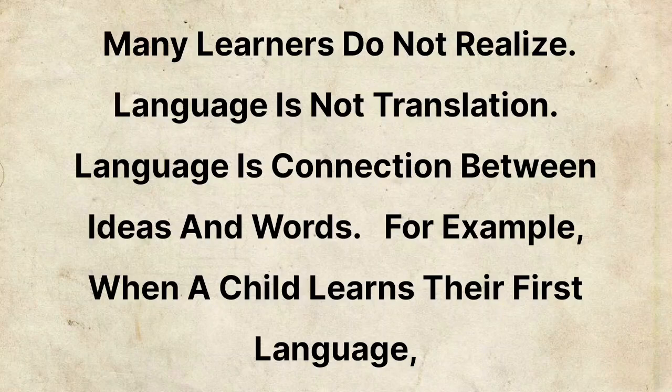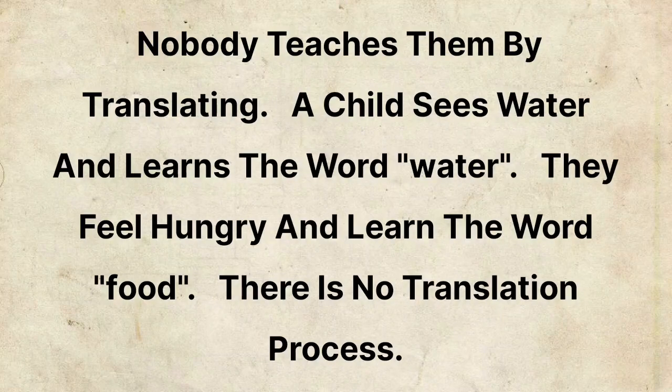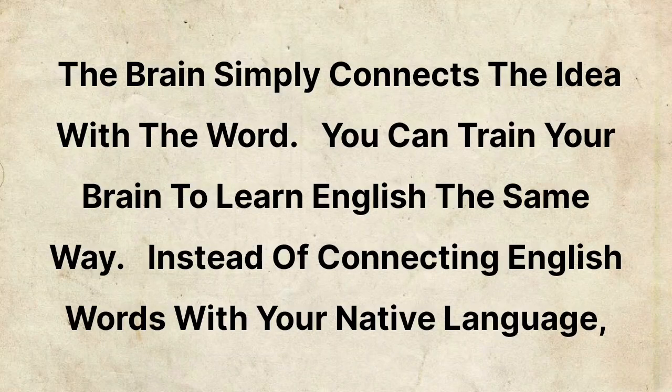For example, when a child learns their first language, nobody teaches them by translating. A child sees water and learns the word water. They feel hungry and learn the word food. There is no translation process. The brain simply connects the idea with the word. You can train your brain to learn English the same way.